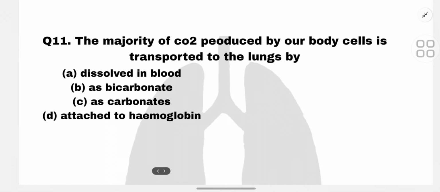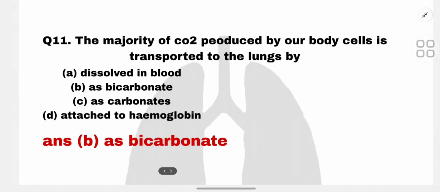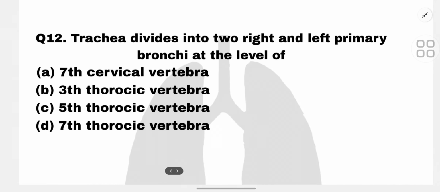So the next question is, the majority of carbon dioxide produced by our body cells is transported to the lungs by A. dissolved in blood, B. as bicarbonate, C. as carbonate, D. attached to hemoglobin. So the correct answer is B. as bicarbonate.